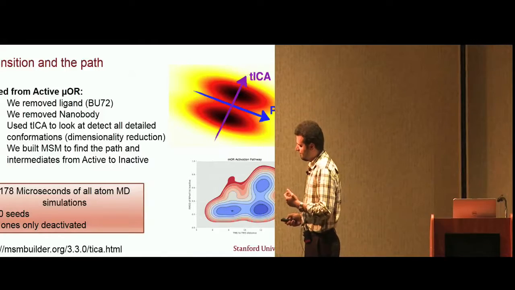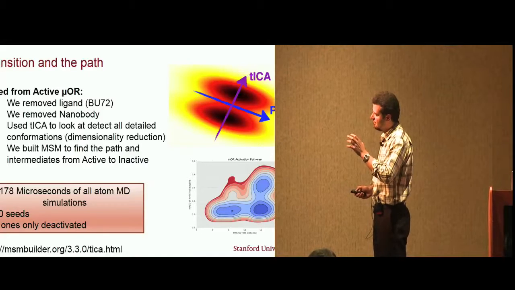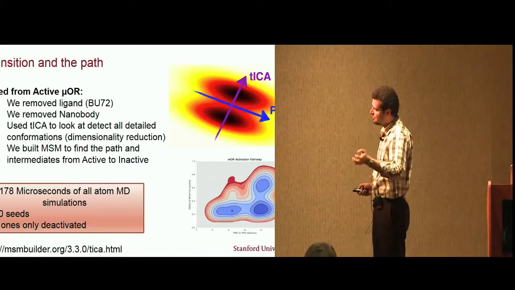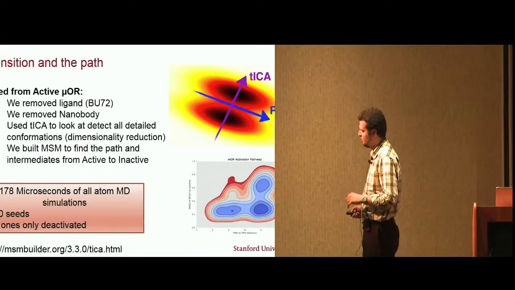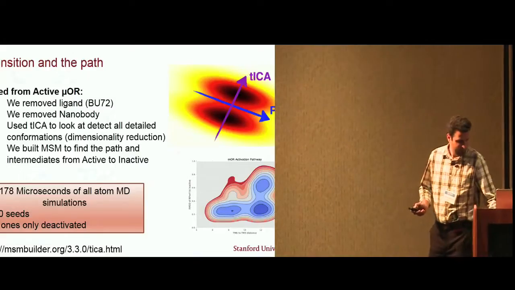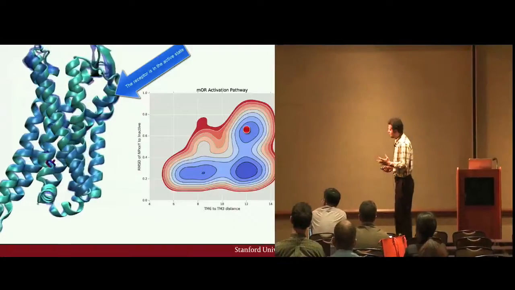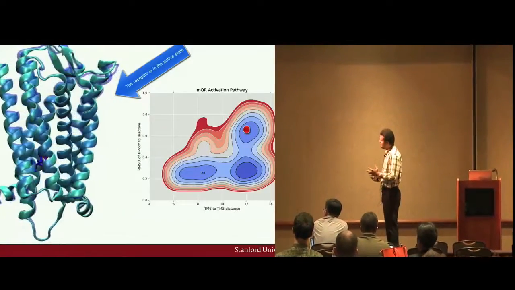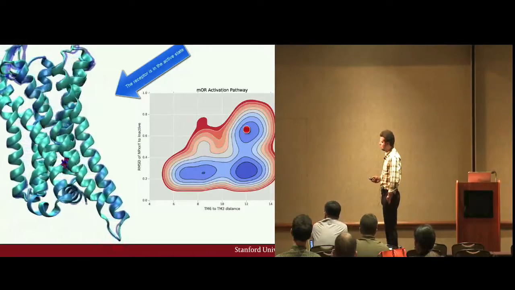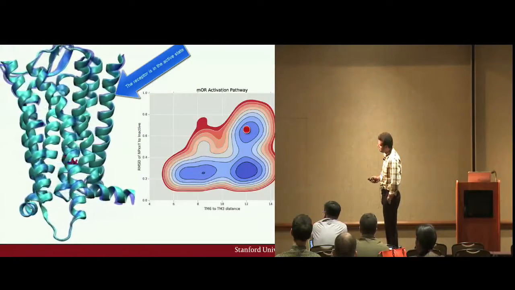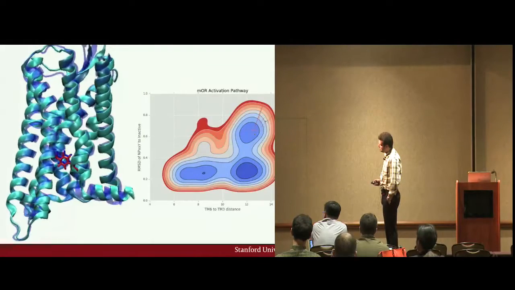For this part of the problem, we used the μ-opioid receptor in the active state. We took the ligand out, and we ran around 178 microseconds of all-atom MD simulations. And then we found some very interesting intermediates. This is the free energy landscape we explored through all this data using TICA and MSM, the Markov State Model, which we built out of this receptor. This is the active state right now. And look at this tyrosine, which is just in the active state.